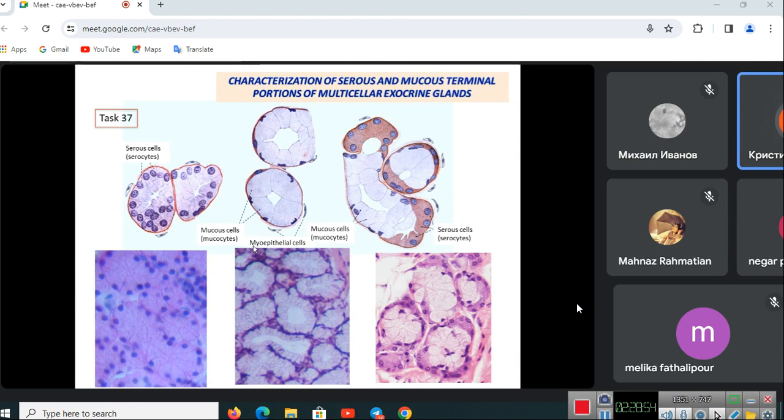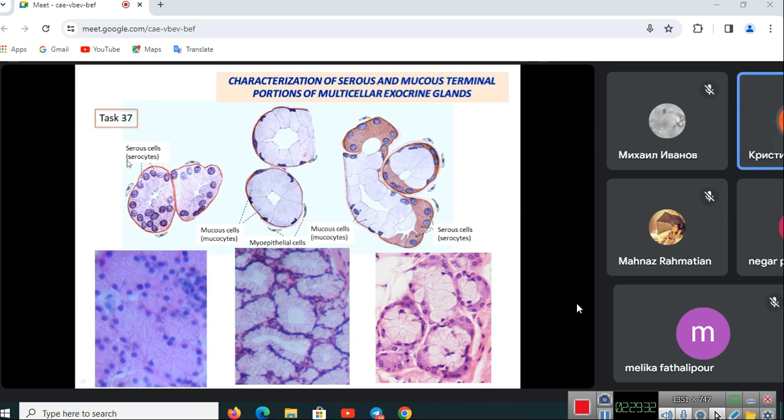to contract their processes, and when it happens, their processes squeeze the secretory portion, and the secretory granules are released from the cells through the lumens of the secretory portions towards the ducts. So the function of myoepithelial cells is to help release of the secretion from the secretory portions towards the ducts. Myoepithelial cells are present in all the types of secretory portions.